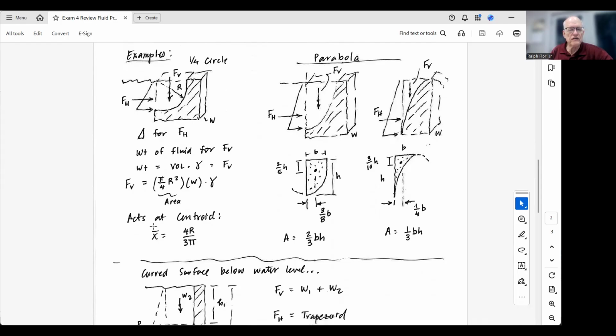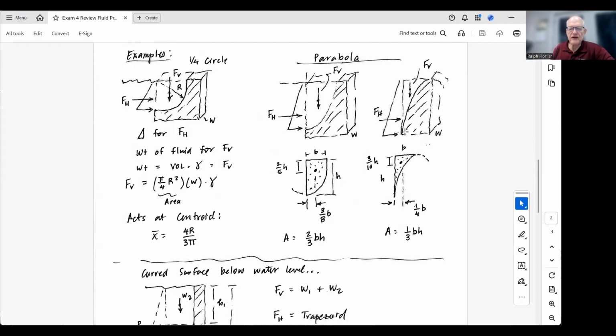If it's a quarter circle, then pi r squared over 4 is the area times the width into the board times gamma. And it acts at the centroid of a quarter circle, which is 4r over 3 pi. If you have a parabola, the area of this parabola is 2/3 base times height. And of course, times the width into the board gives you the volume times gamma. The centroid of a parabola like this is 3/8 b. You have the F horizontal. Of course, you have the F vertical, which is the weight.